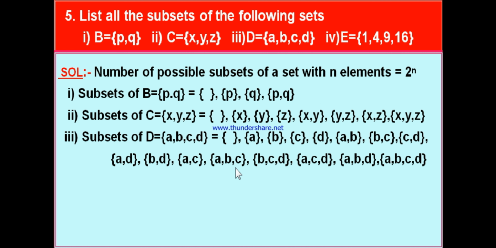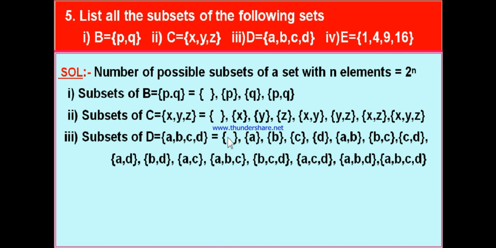Now write the different possible subsets with 3 elements. Set ABC, set BCD, set ACD, set ABD. These are the different 3 element sets. And finally, a set with 4 elements, ABCD, the set itself.